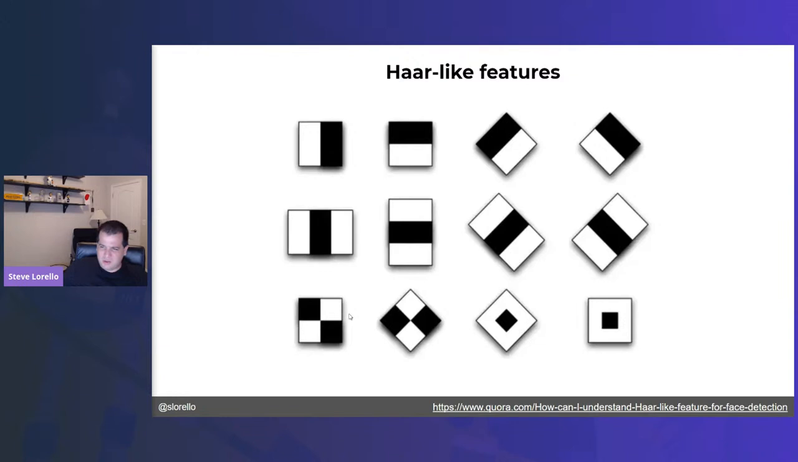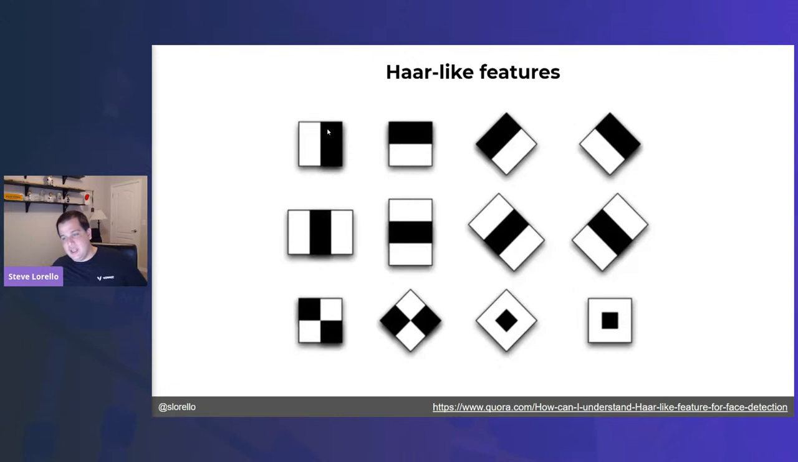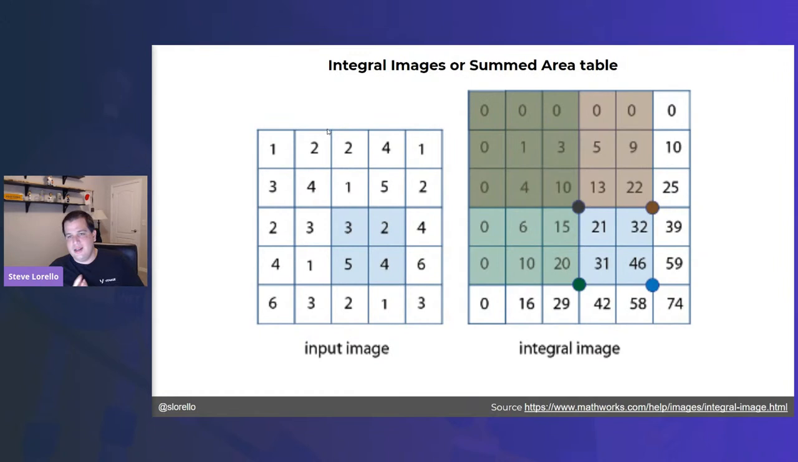You have to sum up all the pixels under both regions of the image of this Haar-like feature and subtract them from each other at varying scales. So how could this possibly work performantly? And the answer is actually at the core of the Viola-Jones algorithm. So, an integral image. And we thought we were done with our calculus terms for the day.